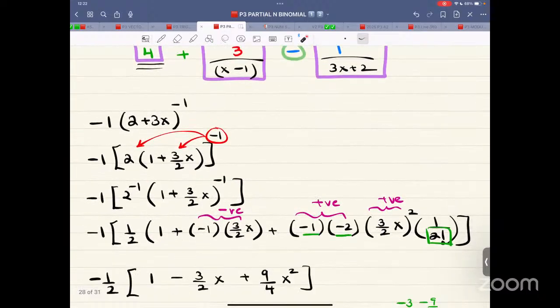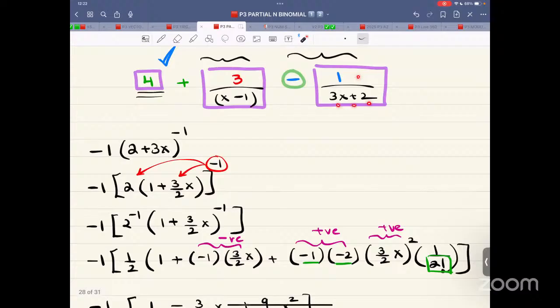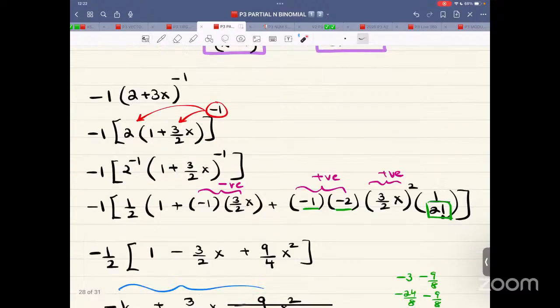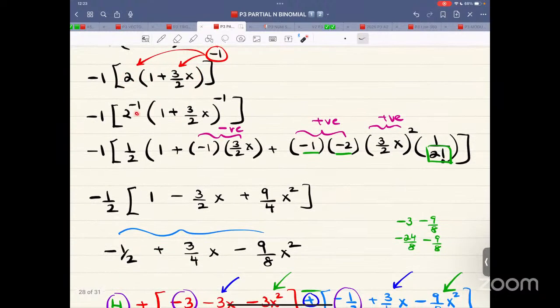Now let's focus on 1 over 3x plus 2, and I'm using the power negative 1 over here. The first term is a constant, but it's not 1, so take 2 common out. This is 2 times (1 plus 3 over 2 x), the whole thing raised to power of negative 1. 2 raised to power of negative 1 is half. Let it remain over here. Let me take this half, multiply with negative 1, that is negative half. Write down the first 3 terms over here.